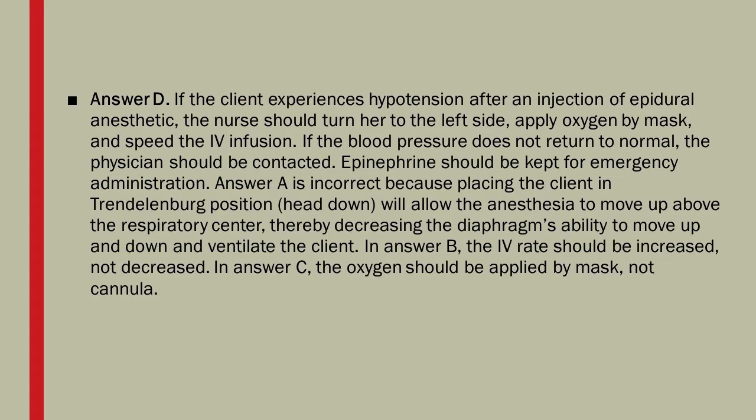Answer A is incorrect because placing the client in Trendelenburg position, head down, will allow the anesthesia to move up above the respiratory center, thereby decreasing the diaphragm's ability to move up and down and ventilate the client. In answer B, the IV rate should be increased, not decreased. In answer C, the oxygen should be applied by mask, not cannula.